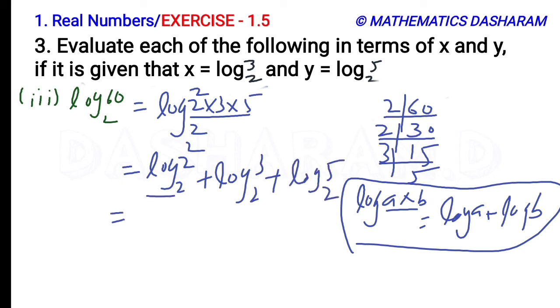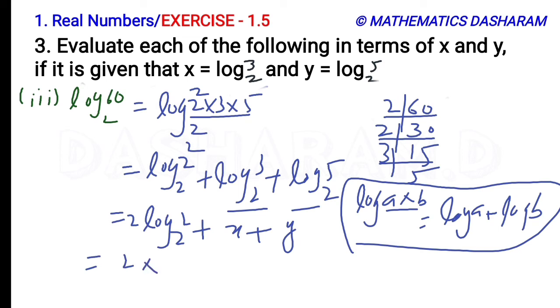And here log a to the power of m formula, that is m log a. So 2 into log 2 base 2, whose value is 1, plus x plus y. So the answer is 2 plus x plus y.